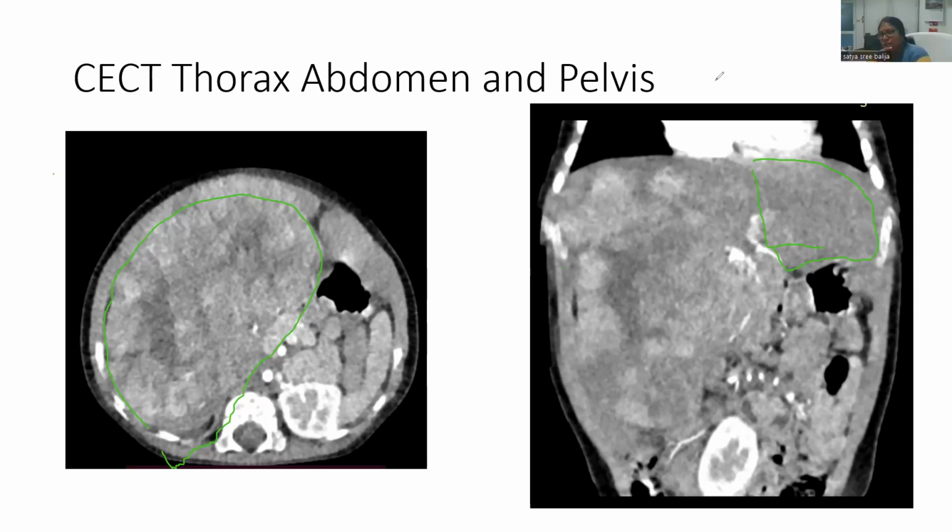So can you show us the portal vein and other things in this? Ma'am, I have another slide of images as well. I have the virtual reconstruction as well. Just a second, ma'am.